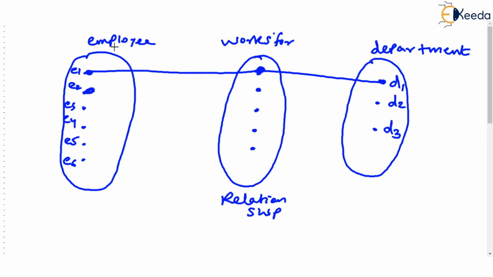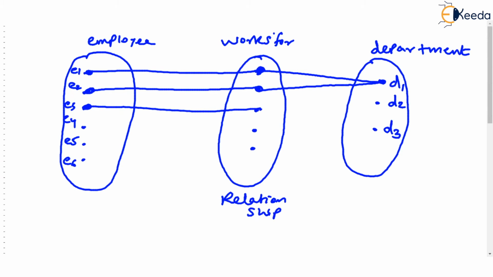Then you may feel that why don't we take this line from E2 to this node itself, and then anyway this node is connected to D1? No, we won't do that. We will use a new node of works for, and then we will take that to D1. Let's say E3 works for D2. So we will connect E3 to D2 through works for.